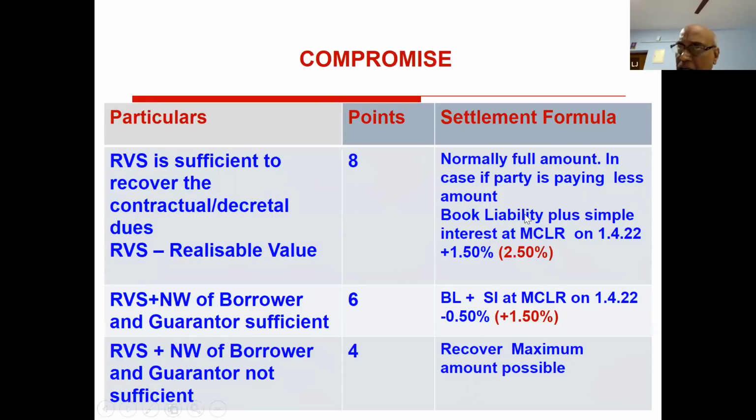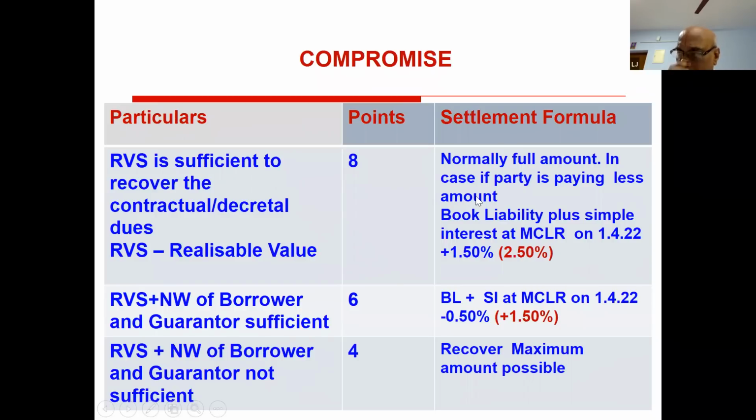Book liability. What is book liability? I already explained to you. Book liability plus simple interest at MCLR on 1/4/2022 plus 1.50%. If you take the book liability, then you find out what the MCLR on 1/4/2022 plus 1.50 is, and apply that. You need not apply the contractual rate or the decretal rate.